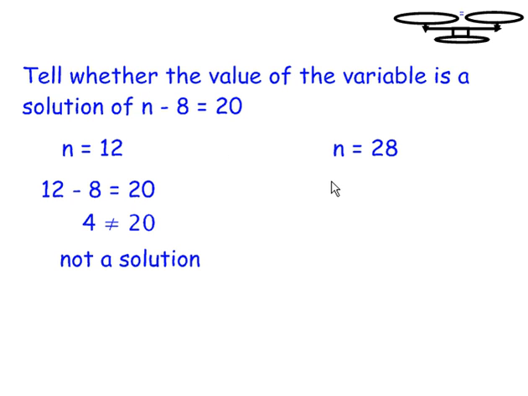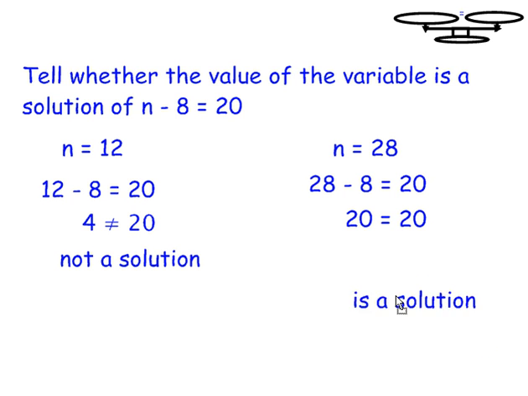Now let's try 28. We'll plug in 28 for n. We get 28 minus 8 is equal to 20. 28 subtract 8 is 20, so we get 20 is equal to 20. And we know that when n is equal to 28, it is a solution for this equation.